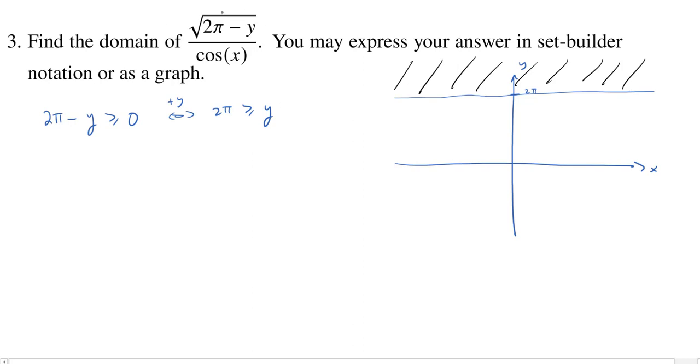What about the denominator? For the denominator, we can't let cosine of x be 0, right? Cosine of x has to not be 0. Well, when does the cosine equal 0? Let's draw another little picture. Let's draw our unit circle. We know that the cosine is the x-coordinate of a point on the unit circle. So if we want the x-coordinate to be 0, we either have to be up here at the top or down here at the bottom.